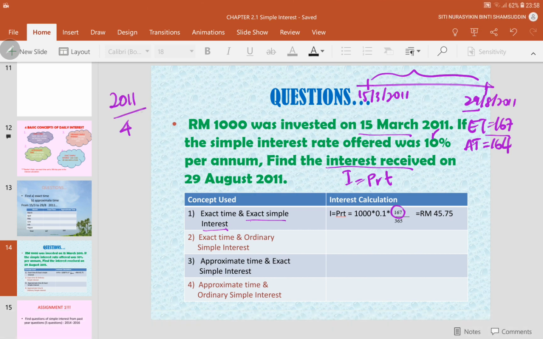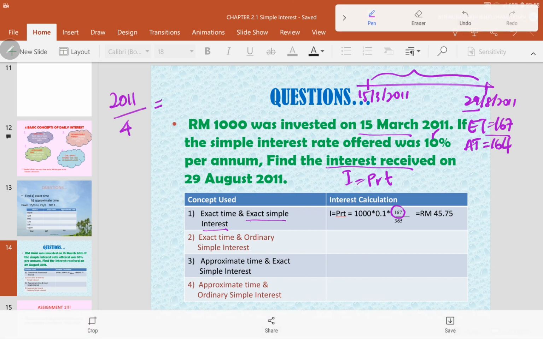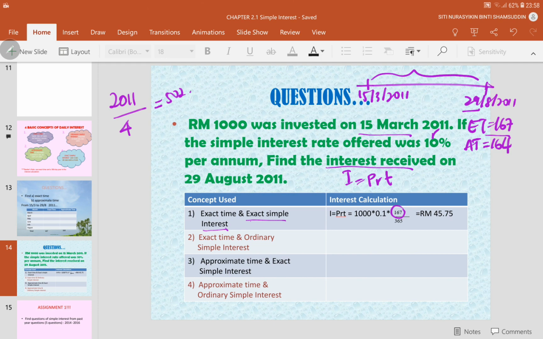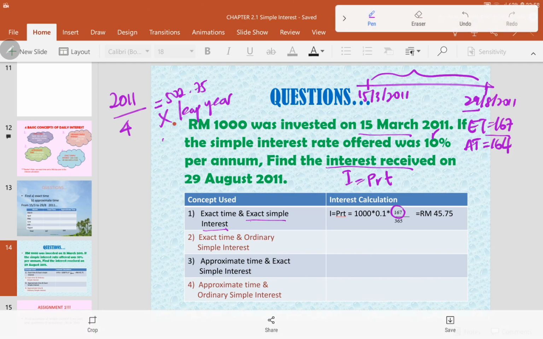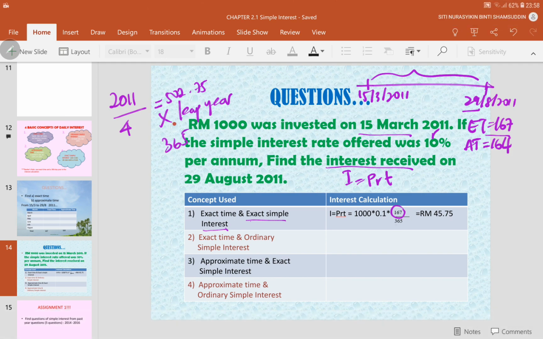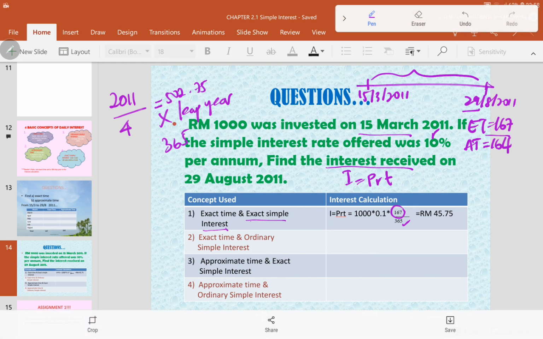Okay, now 2011 is a leap year or not? Okay, 2011 bila you divide by 4, you akan dapat point. 2011 divide 4, you dapat 502.75. So not leap year. So bila not leap year, it is 365 days. So nampak, so ada over 365. Okay, so you dapat lah, bila you darab ni PRT, you dapat RM45.75.